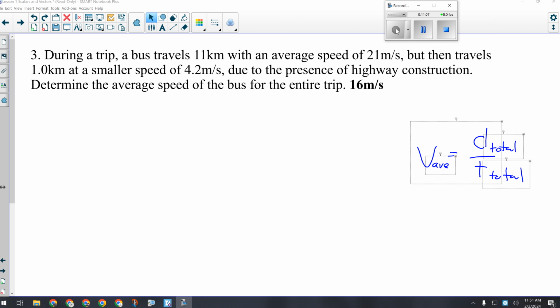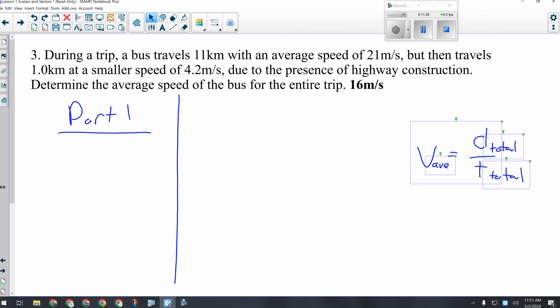To start this off, you want to write out your givens according to the parts of the question. In part 1, the bus travels 11 kilometers at 21 meters per second. Right away, I've got a problem. One of my things is in kilometers, the other's in meters. What do I need to do? They have to be the same unit, otherwise it's apples and oranges.